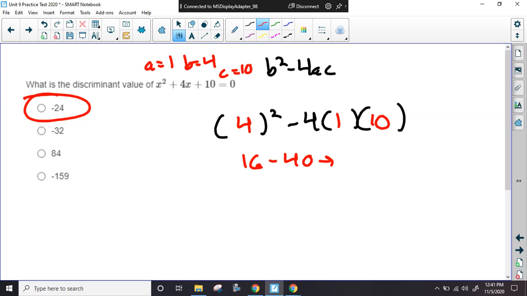Now, because that is a negative, if we were actually doing the quadratic formula of this, you would have i in the answer because we have the square root of negative 24. Okay.